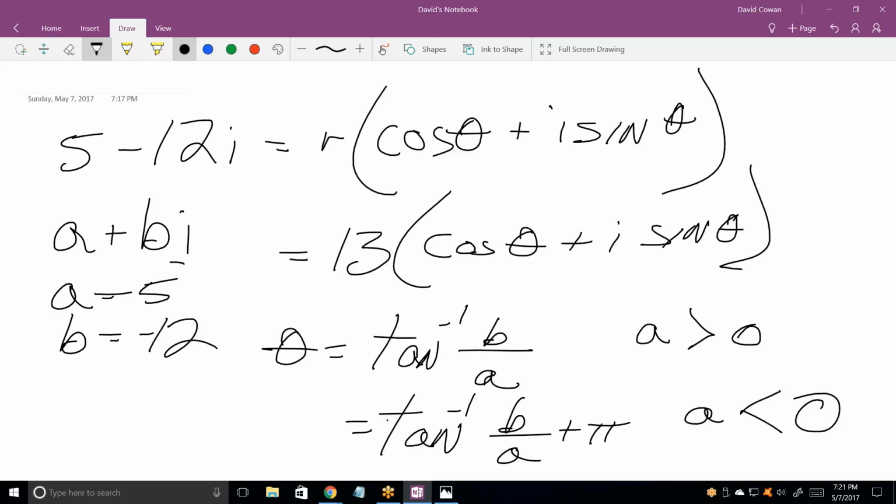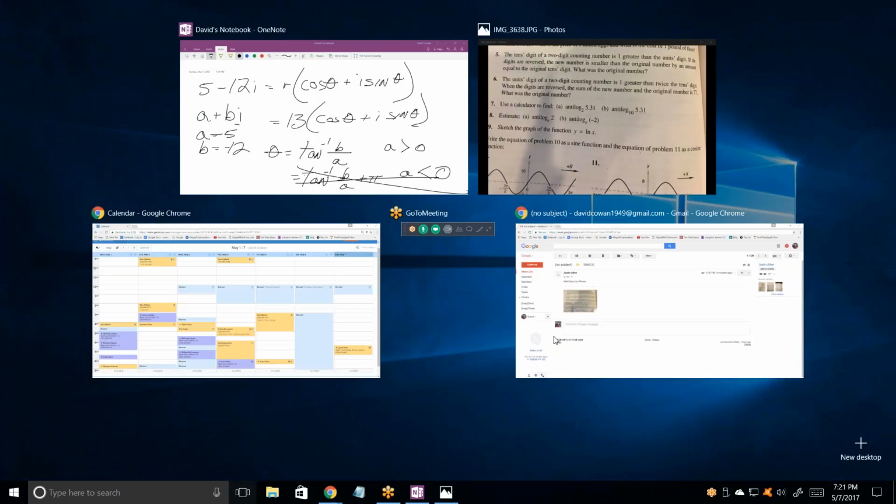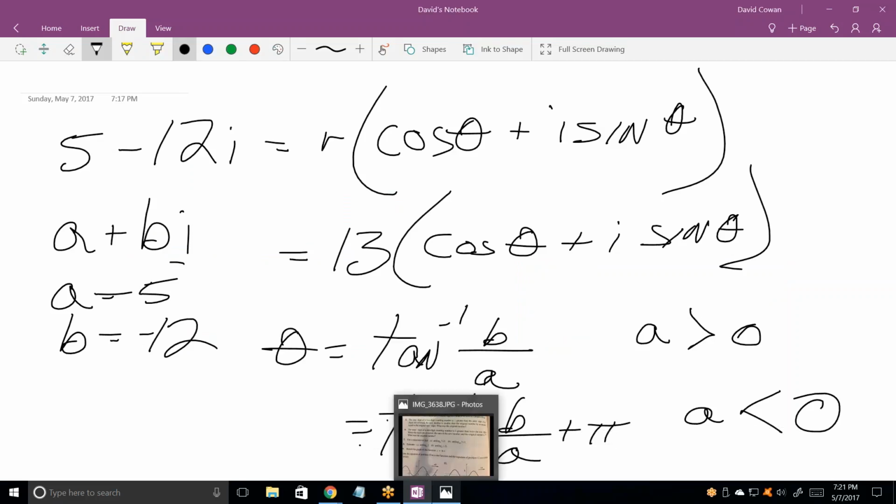So, a is positive, so I can cross that out. So we've got the inverse tan of b over a, which is, you have your calculator? Yes, sir, I do. Give me the inverse tan of minus 12 over 5.